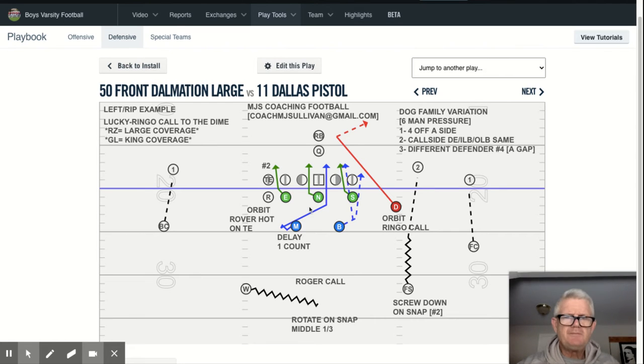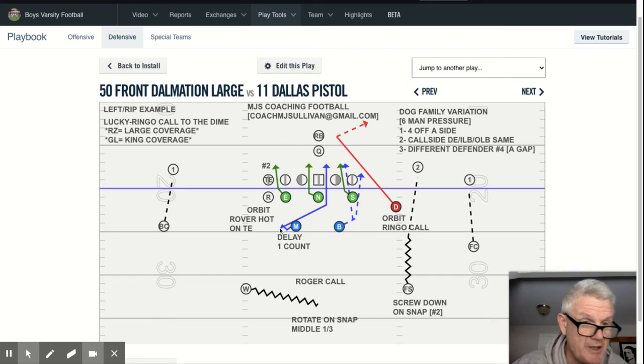Okay? So as far as Dalmation, it's part of our dog family. It's a variation, as it says in the top right-hand corner here. We still get 4 off the side. It's called Dalmation. Therefore, it's the dime is executing the dog. The dime is making the Lucky Ringo call. Okay, there it is. D Dalmation, D dime. Boom, done. So no matter what happens, the dime's executing the blitz. Okay, no matter what. Without me getting into a million different scenarios, the dime's executing the blitz.